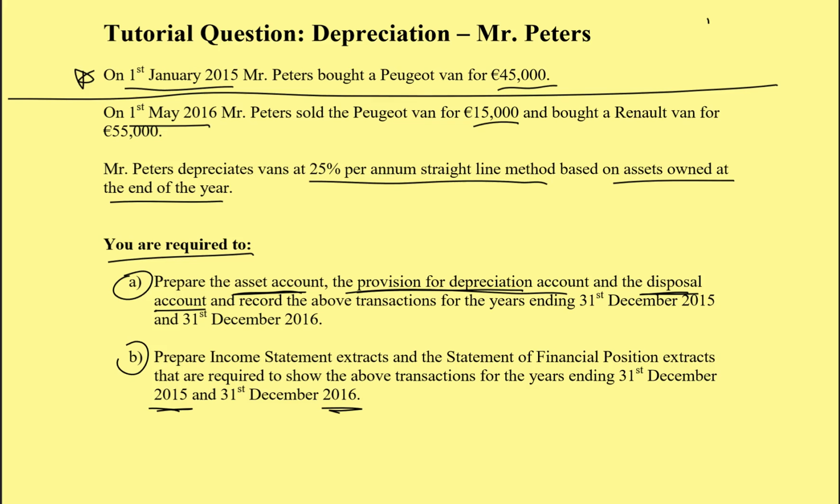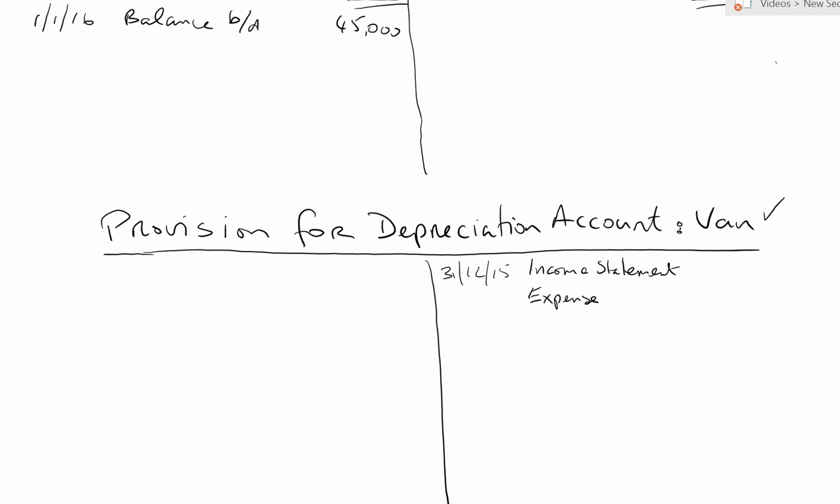So if I just go back to the question here, we just take this off up here. So we have 45,000, and it's being depreciated at 25% per annum. There's the 25%. So 25% of that is 11,250. So my depreciation for the year, that'll appear in my depreciation account, is 11,250. So I go back here to my provision for depreciation account, and I'll put that in.